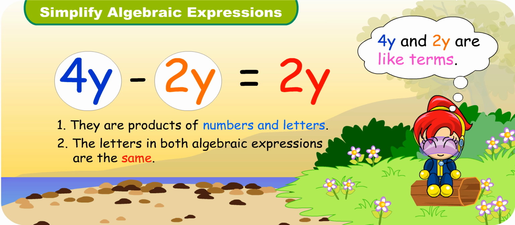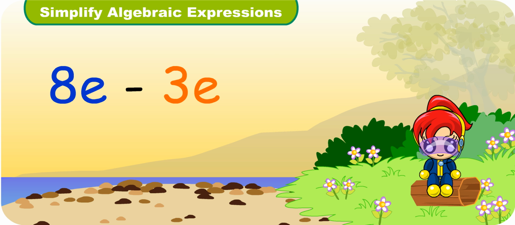To do addition and subtraction on like terms, we only need to add and subtract the numbers in front of the letter. For example, to subtract 3e from 8e, we need only subtract 3 from 8, which is equal to 5. Then we put e after 5 and get 5e as the answer. I see, teacher. The operation on like terms is the same as that on numbers.